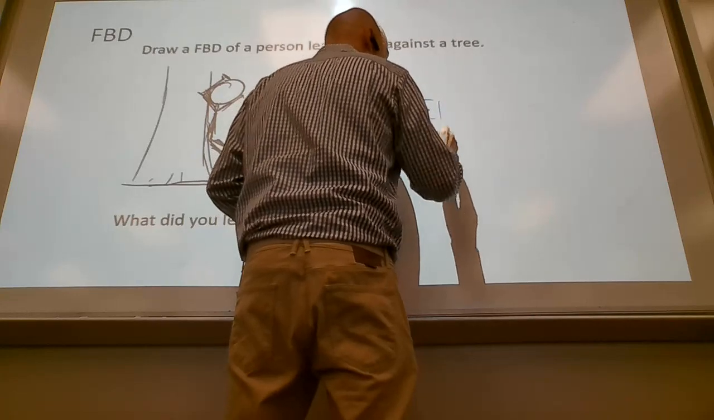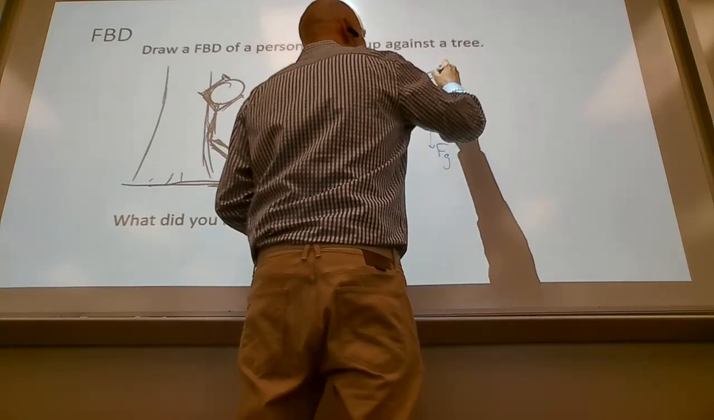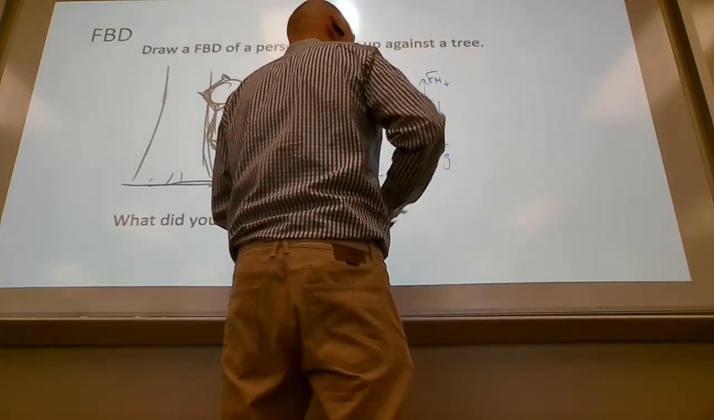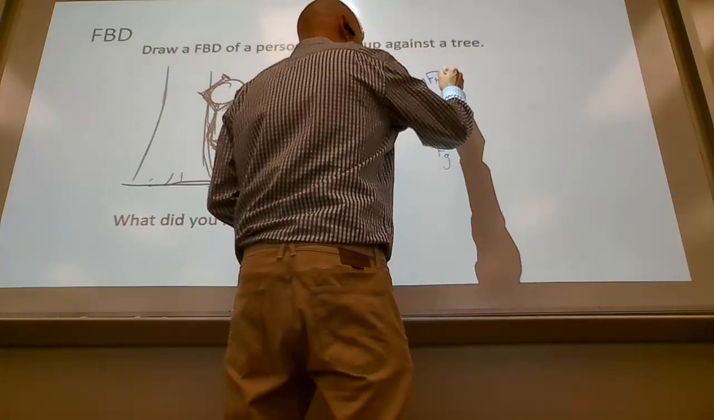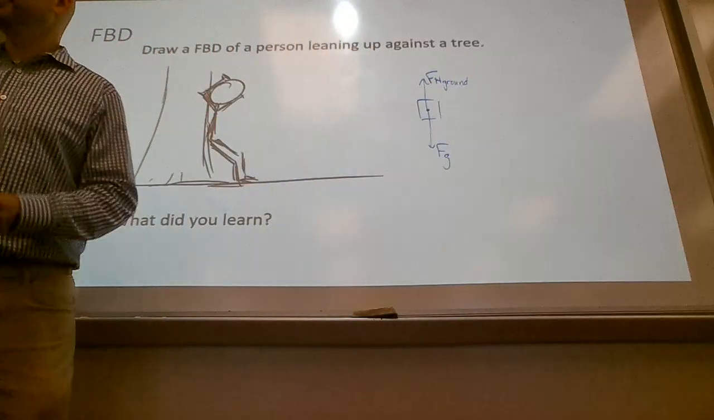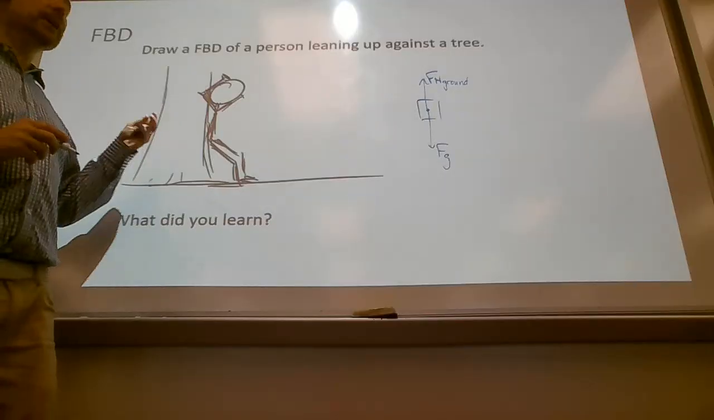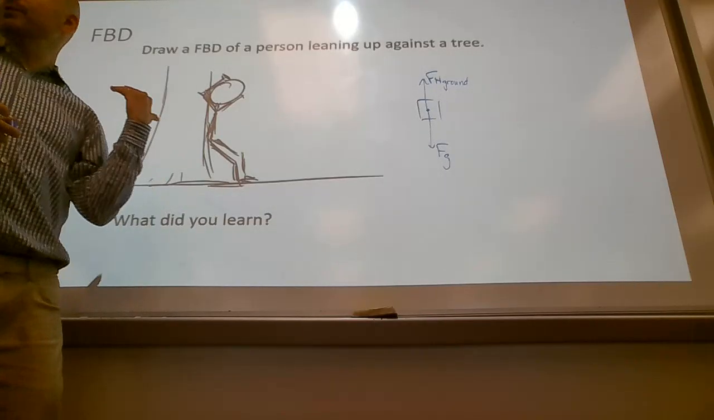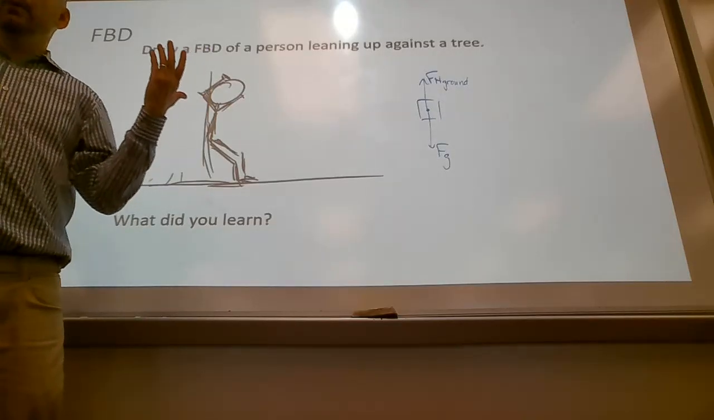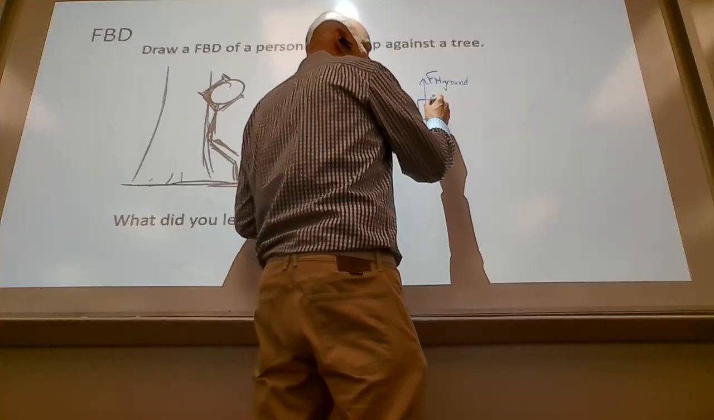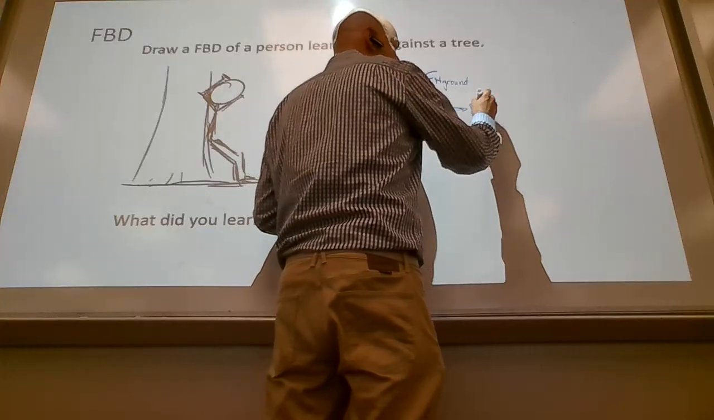Gravity. Normal force from the tree, from the ground. Okay with that? If the tree didn't exist, what would happen to you? You'd fall backwards. So it's supporting you. Which way is the tree exerting force supporting you? Right. Perpendicular to the surface.